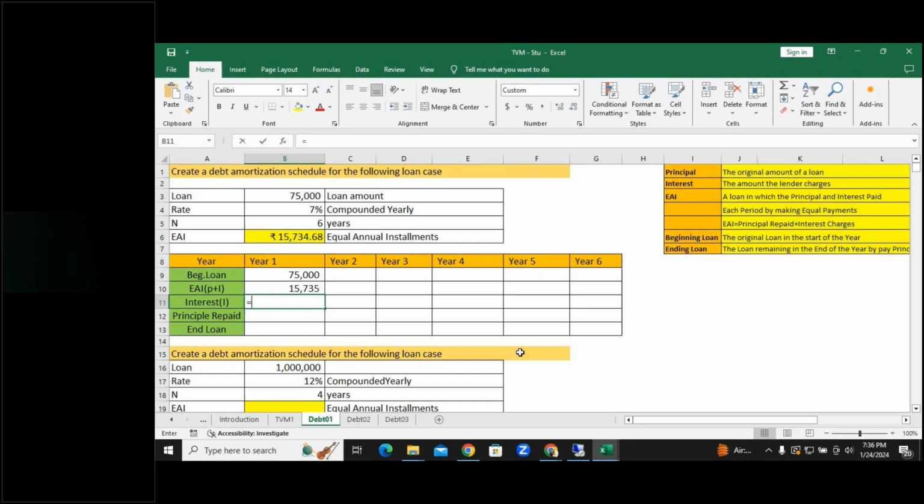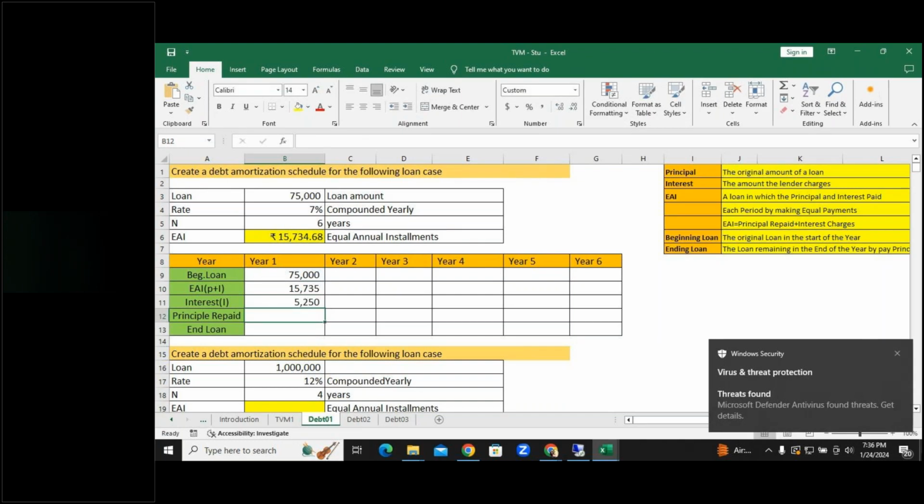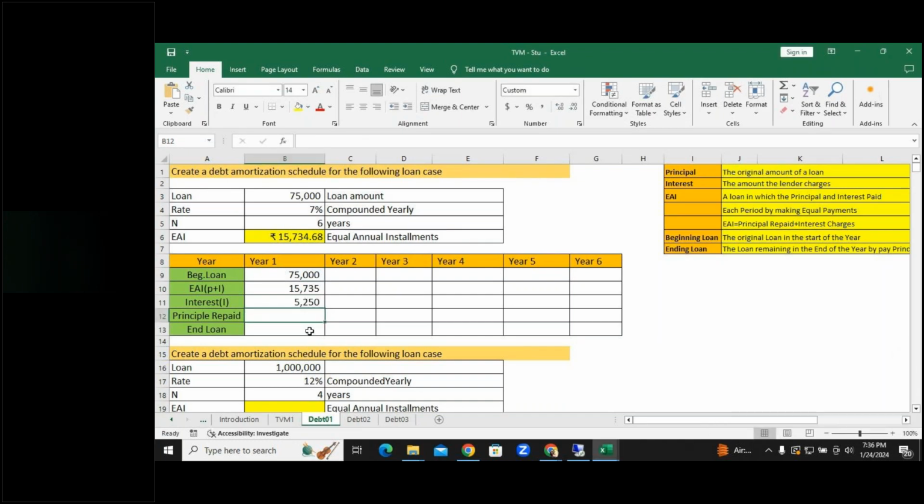Now the interest: equals 75,000 at 7% interest that I have to pay. Then the principal repaid, how much I am going to pay back, equals EAI minus the interest amount. So this will be my principal repaid. For the end of the year, the loan is 75,000 minus the principal repaid. So this much is remaining. Did you people understand, or shall I show it once again, the first year calculation?